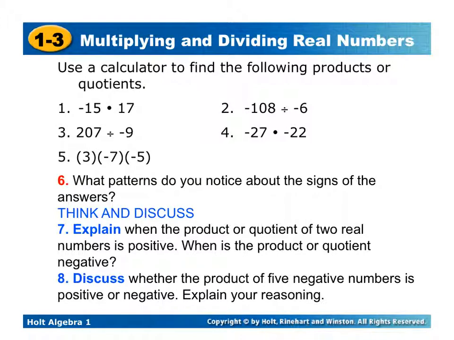First, I just want you to do a little bit of an exploration activity. I want you to use a calculator to find the following products or quotients, and then just think about some of these questions here. So what patterns are you starting to notice about the signs of the answers? And then just think about when the product or quotient of two real numbers is positive, when the product or quotient is negative, and what type of reasoning do you think that you would have if you had the product of five negative numbers? So go ahead and pause the video and just try and think through these problems on your own.